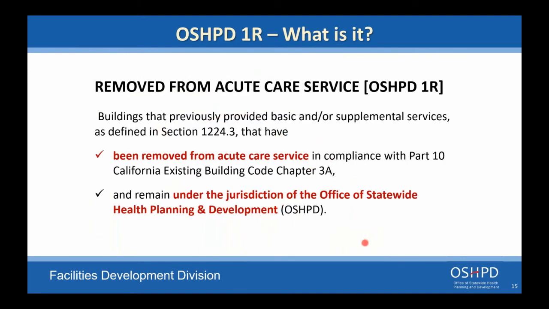So now we're going to look at what is a 1R building. Buildings that previously provided basic or supplemental services that have been removed from acute care service in compliance with Part 10. We'll go over Part 10. It's an existing building code. For a lot of people, it's newer for the hospitals. And so it's removed from acute care service and it remains under the jurisdiction of OSHPD. Those are the requirements for a 1R building.